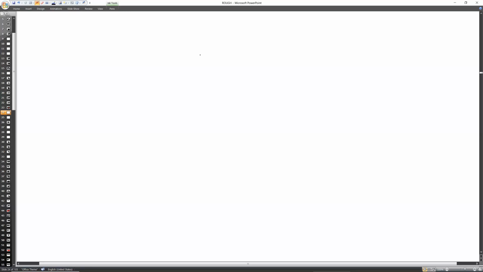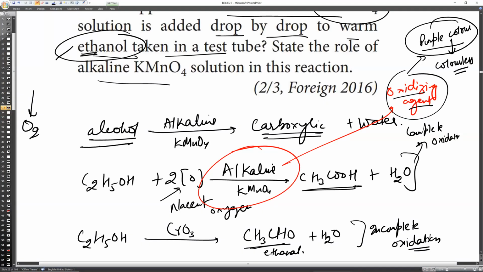The same is true for this one: it may change color from purple to colorless, and if it were used as a catalyst, it should be purple again at the end. But no, it is not purple. It gives colorless permanently. So it means it is being utilized. Got it? Everybody in the class understood?